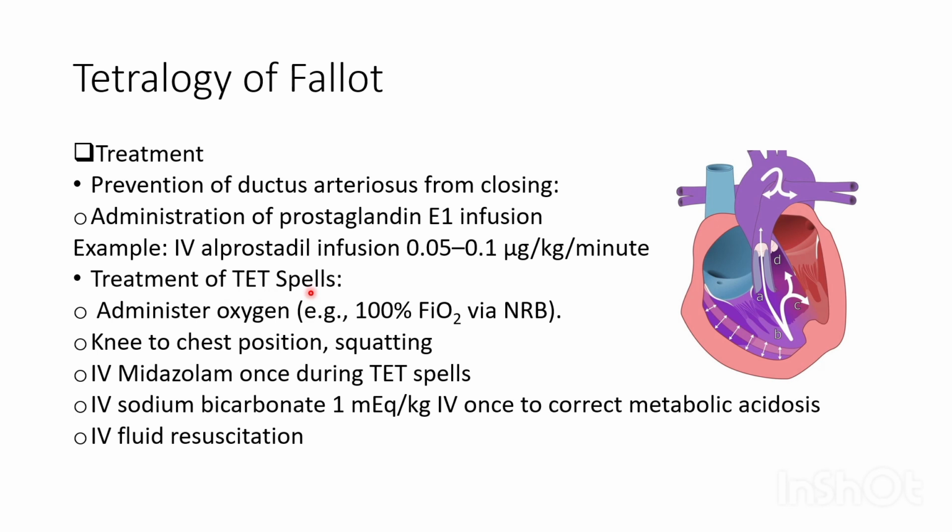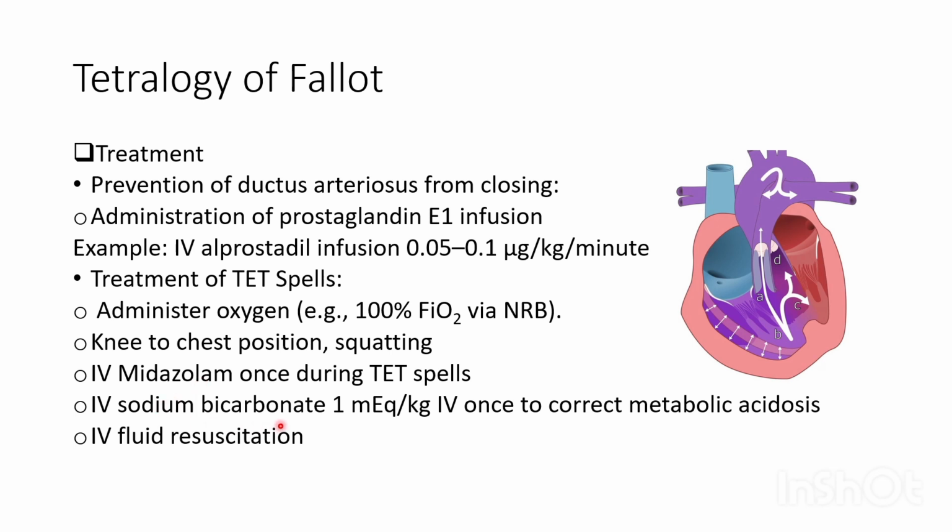Treatment of TET spells. To treat TET spells, administer oxygen, for example 100% fraction of oxygen via non-rebreather mask. Oxygen will constrict systemic vessels while it will dilate pulmonary vessels, so there will be more blood going into the pulmonary circulation for oxygenation, thus reducing cyanosis. Knee to chest positioning and squatting increase systemic vascular resistance, thus higher pressures in the aorta, forcing blood into the pulmonary circulation for oxygenation. IV midazolam once during TET spells. TET spells occur due to physical or psychological stress, for example during crying, feeding, or defecation. Thus midazolam can cause sedation which relieves the stress.